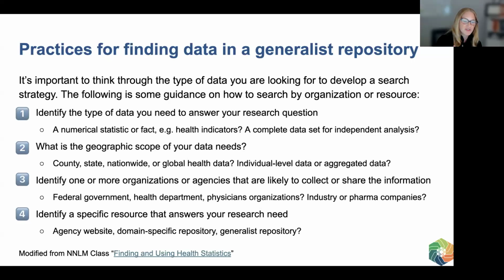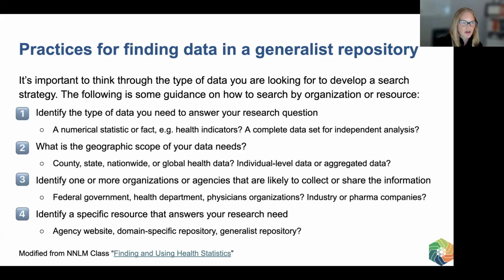Next, you want to think about the organizations or agencies that are likely to collect or share this information. Is it the federal government? Is it a specific health agency or department? Is it an organization in the private sector? Is it industry or pharma companies? And then lastly, are there specific places I can go directly to answer my research needs? Whether that's an agency website, perhaps I want to start with domain-specific repositories, or I just want to take a first glance at what's out there. A generalist repository can be great for that as well.